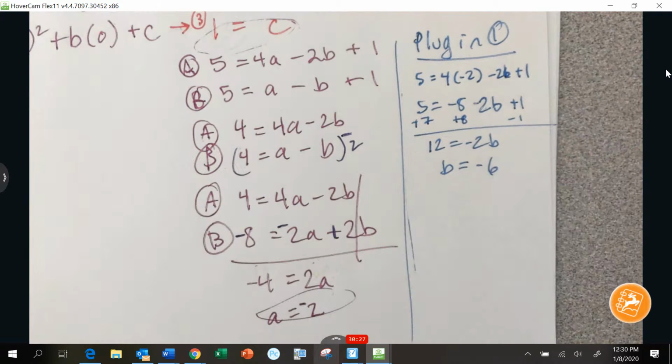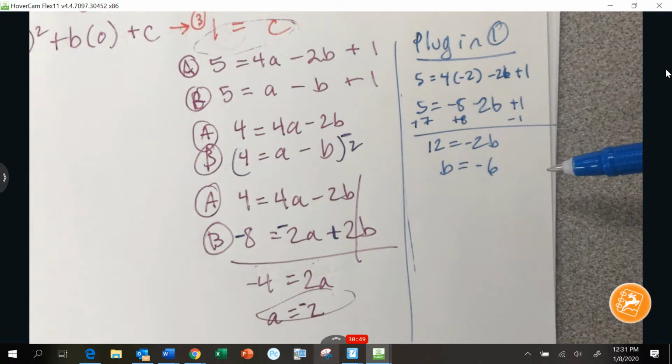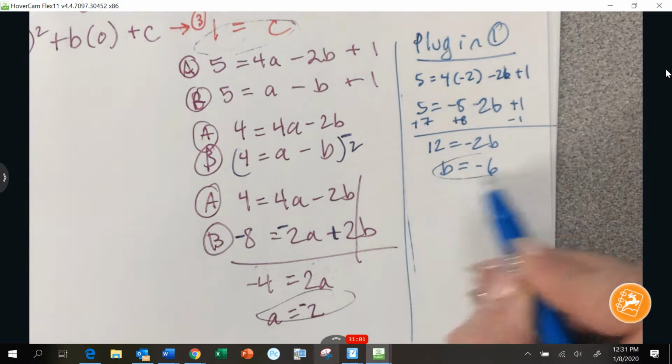Did anybody get negative 6 for B? She did. Did I do it wrong or did you do it wrong? Well, I punched it and I checked all of it. Oh, you've already done it? Did anybody else get negative 6? Peter? Oh, you didn't. That was you raising your hand for agreeing. Okay. It's possible I make a mistake too.